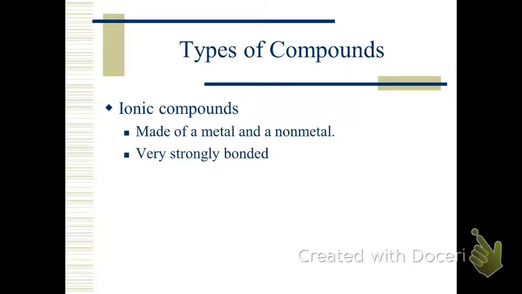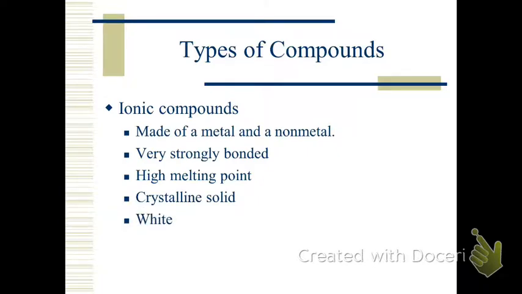Ionic compounds are very strongly bonded. And that means that they're also going to have very high melting points. They're going to be crystalline solids. They are probably going to be white. And what we call the smallest particle is a formula unit.